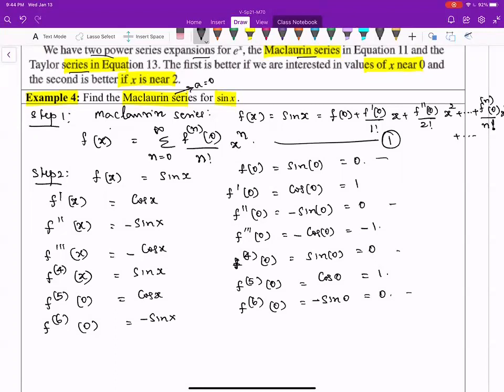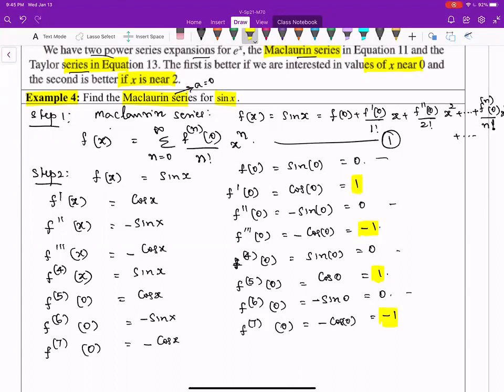Alternate terms are 0, starting from the first term. From the second term onward, the second term is positive 1, the fourth term is negative 1, the sixth term is positive 1, and then the eighth term would be negative 1. So if you just try the seventh derivative, just for one more, it is negative cosine x. The seventh derivative at 0 is going to be negative cosine of 0, which is equal to negative 1. So the even terms alternate in sign, it's plus 1 or minus 1, just the derivative part.